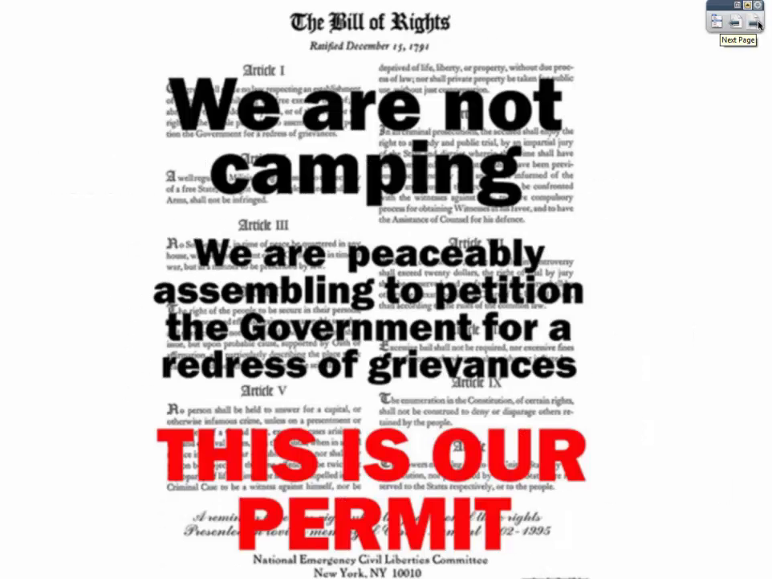This is a sign that was used by the Occupy Wall Street movement. "We are not camping, we are peaceably assembling to petition the government for a redress of grievances. This is our permit," the permit being a copy of the Bill of Rights.